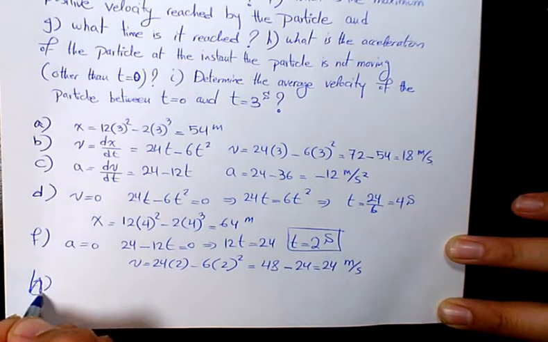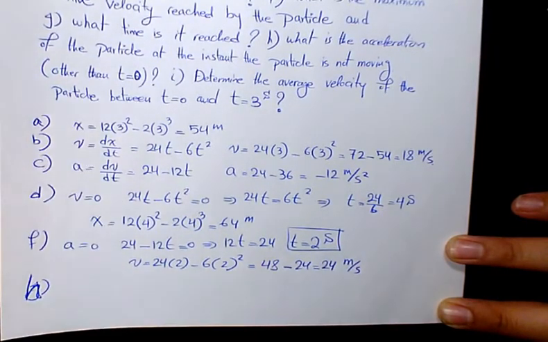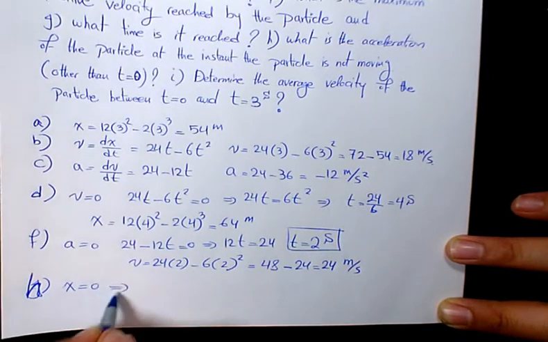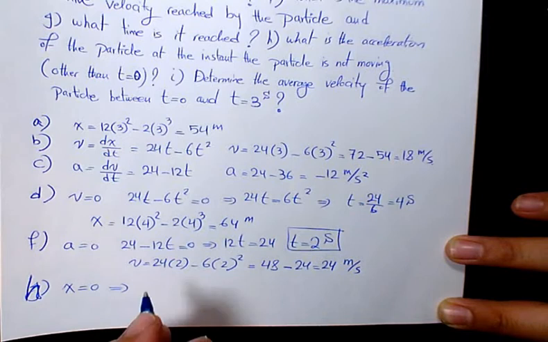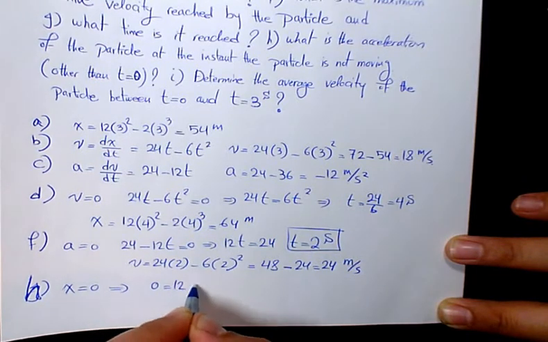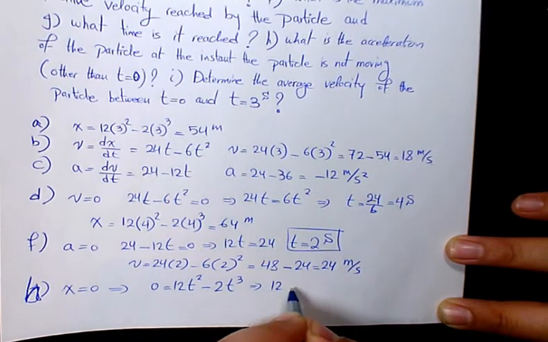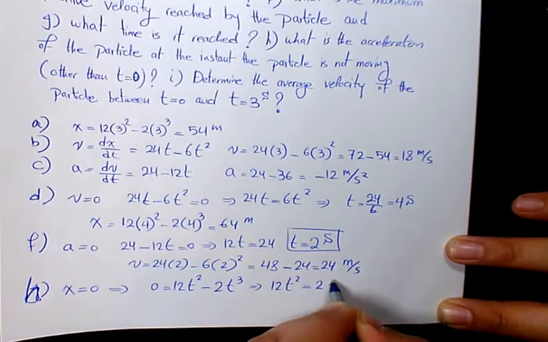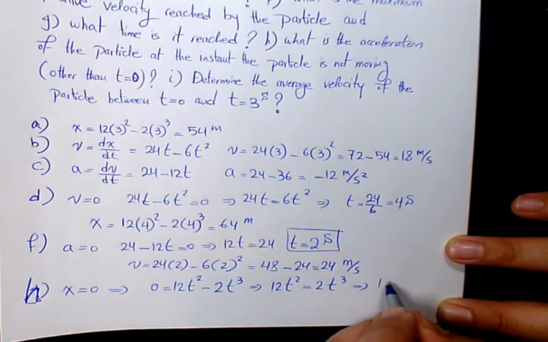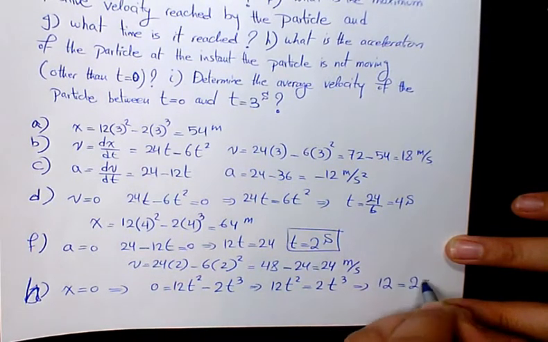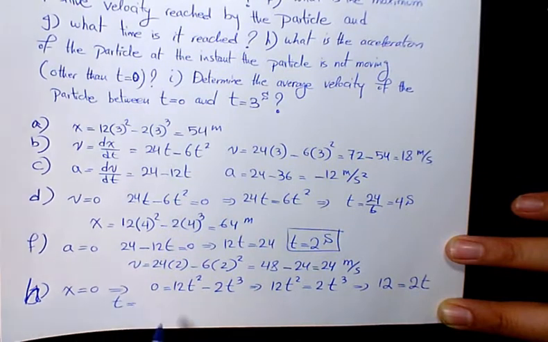Let's do part H. Part H says what is the acceleration of the particle at the instant the particle is not moving. So it means that when x equals 0, what is going to be the value of time? So it's going to be 0 equals 12t squared minus 2t cubed. It's going to be 12t squared equals 2t cubed. When you simplify, it's going to be 12 equals 2t. So t will be 12 divided by 2, which is going to be 6 seconds.